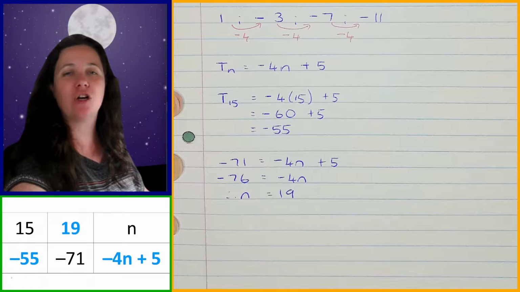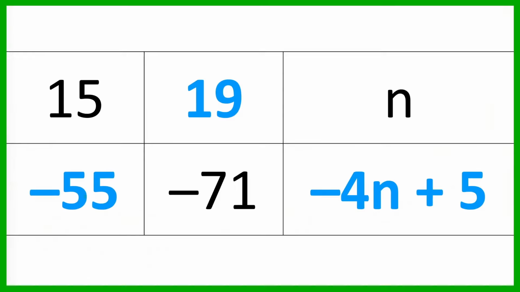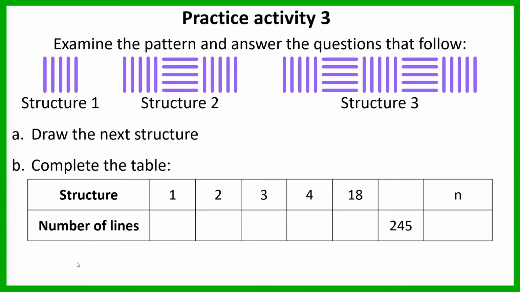Okay, now let's go on to the last question for today. In the last activity, you've been given a pattern in diagrammatic form, where you've got these lines over here that are forming a pattern. You need to draw the next structure, and you need to complete the table based on the pattern that you've been given. I'm going to give you 2 minutes for this activity as well.